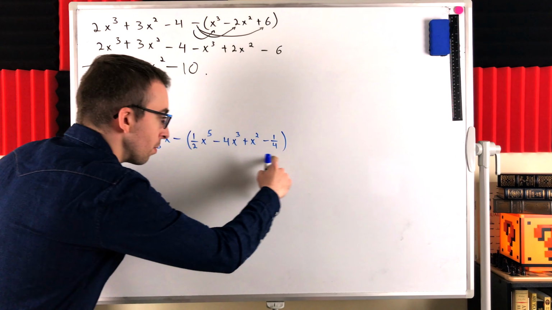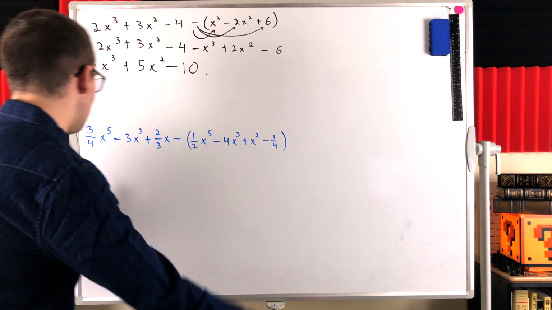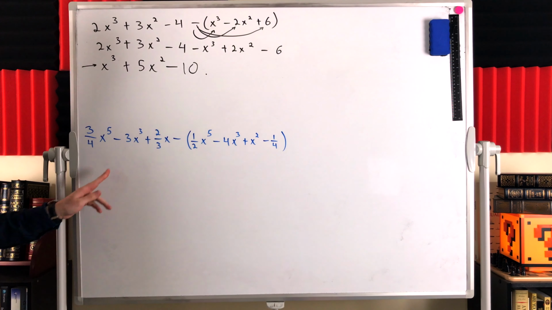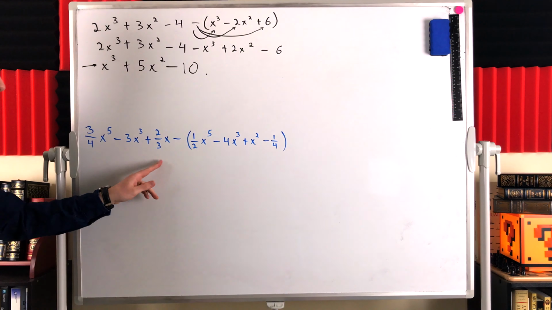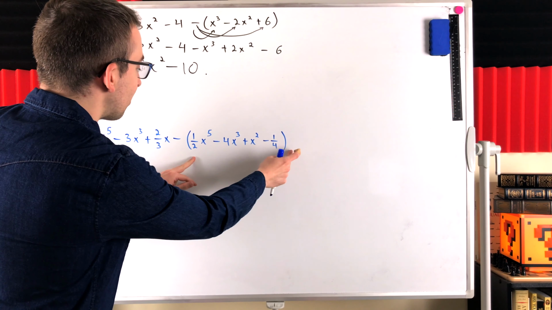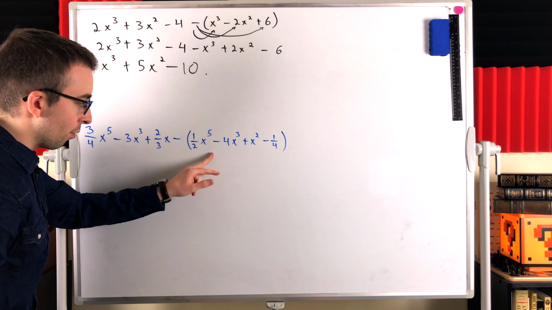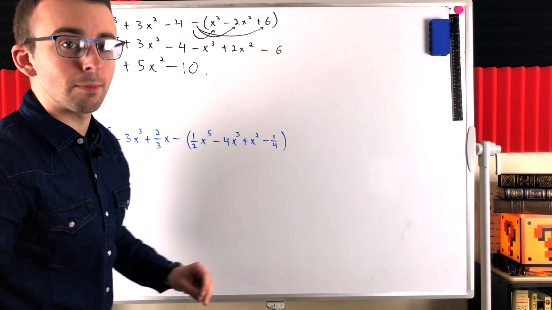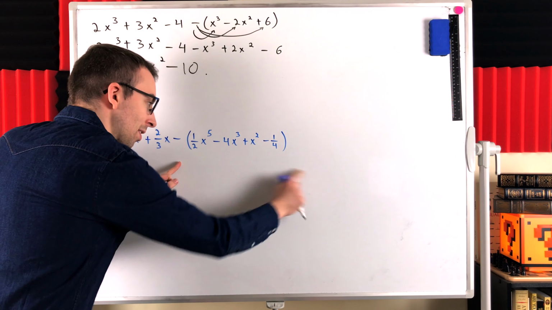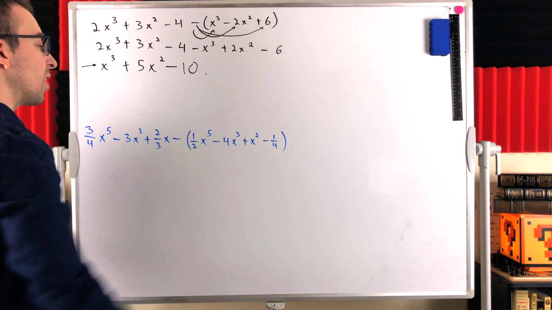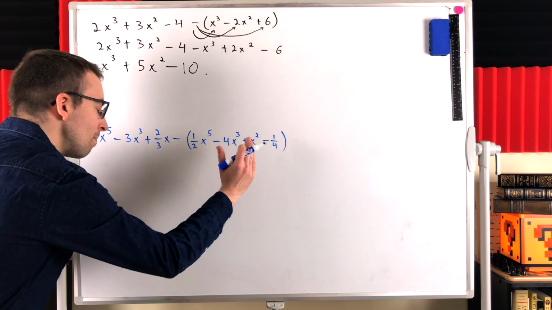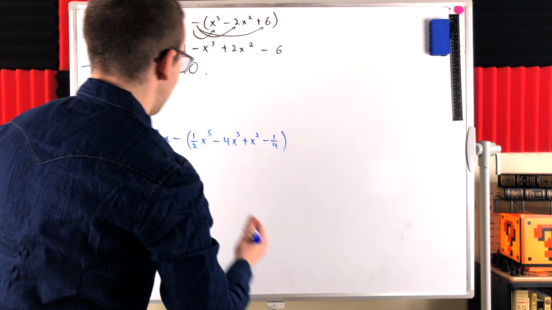So let's just distribute the negative throughout this polynomial. We've got 3/4 x to the fifth minus 3x cubed plus 2/3 x, minus the polynomial 1/2 x to the fifth minus 4x cubed plus x squared minus a fourth. Just got to distribute the -1 throughout this polynomial, and then we can rewrite this as one polynomial without the parentheses. So let's see it.